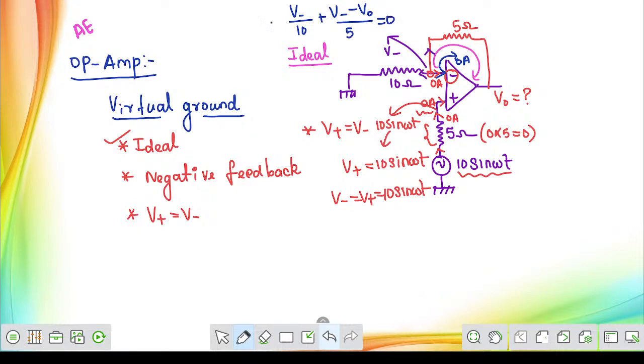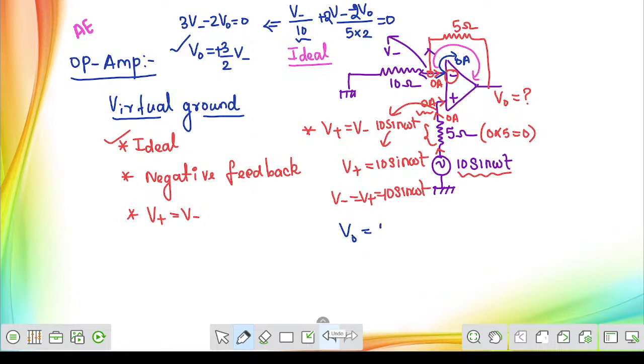Now solving this expression, what will we obtain? The LCM is 10, so the denominator is going to be 10. Multiplying the numerator by 2, the denominator becomes 5 into 2, that is 10. Now you can add the numerators: 3 times V minus minus 2 times V naught equals 0. From this, V naught is going to be 3 by 2 times V minus. This is your output voltage expression.